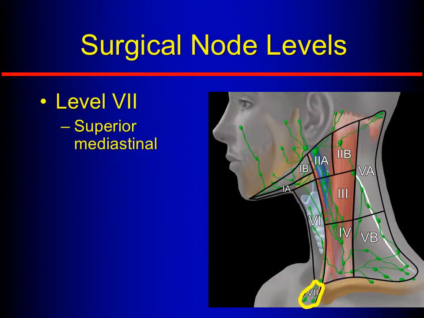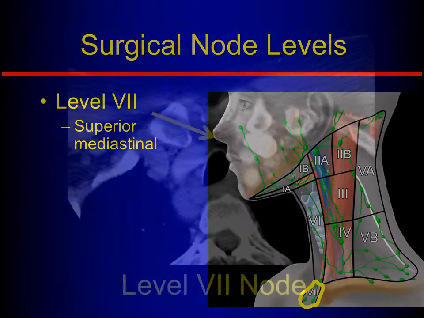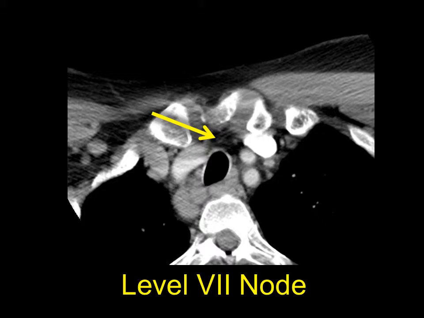Now next we have level 7. This is the superior mediastinal nodes, down here low on this graphic. And here's an axial post-contrasted CT, and we have these lymph nodes here within the fat behind the manubrium. So when we get down to the level of the clavicular heads in the manubrium, we can see small lymph nodes there anterior to the airway. Those are level 7 lymph nodes.